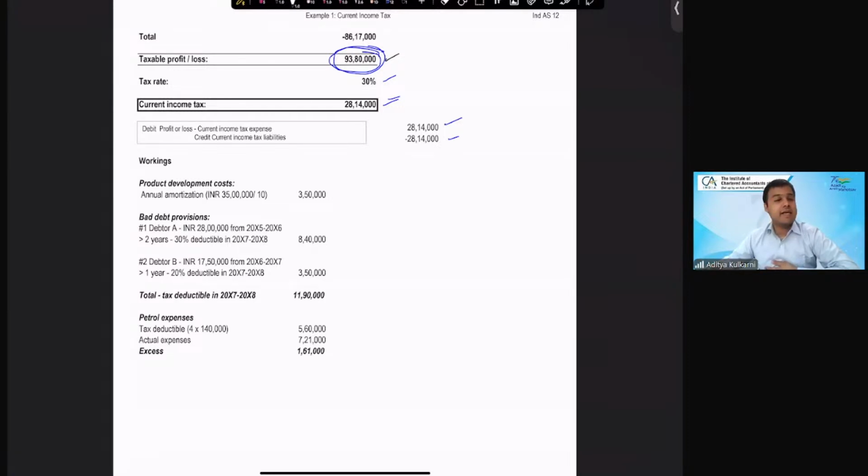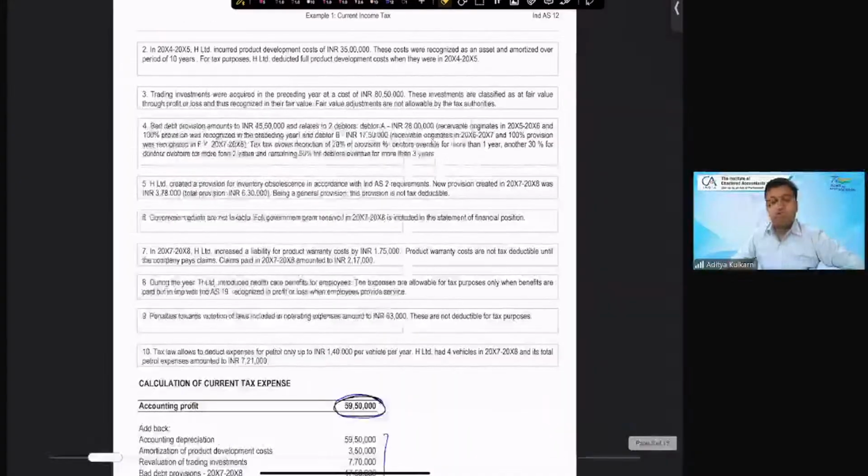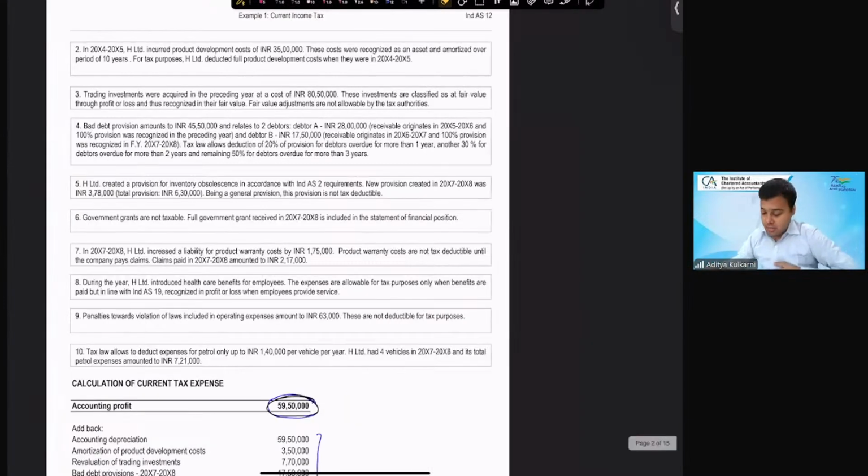So current income tax comes at 28,14,000. Entry will be current income tax expense debit, current income tax liabilities credit. Are we okay with this? Yes, sir. Clear, sir. Yes. So pretty straightforward, nothing much to explain in here. You can go through these adjustments just out of curiosity, but remember none of this is taken from Income Tax Act 1961. So don't ever fall into that trap.